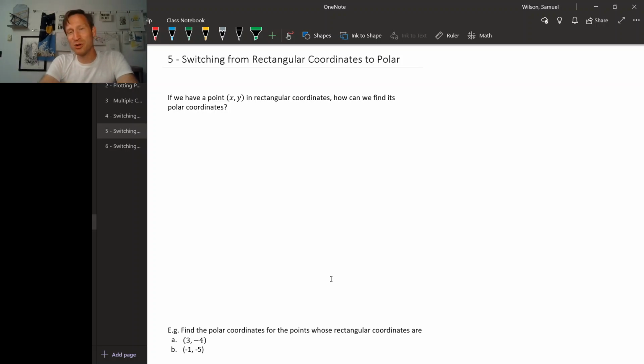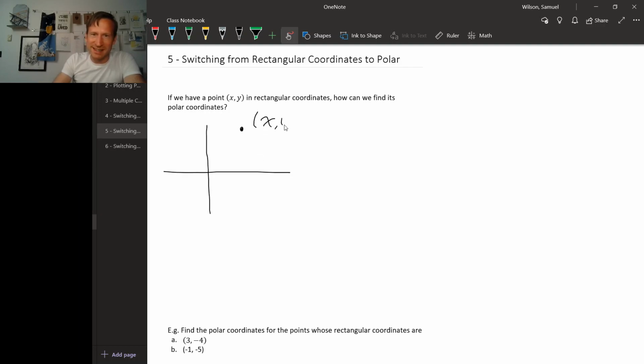If we can switch from polar coordinates to rectangular coordinates, then surely we should be able to switch from rectangular coordinates to polar coordinates. So let's see how that would work out. Based on our experience from going from polar to rectangular, you can bet that we should start out with a most important diagram involving this point.